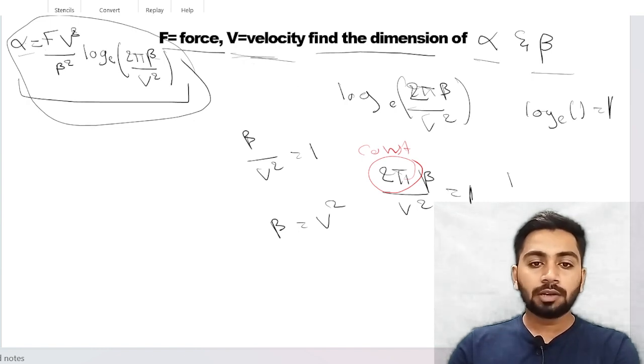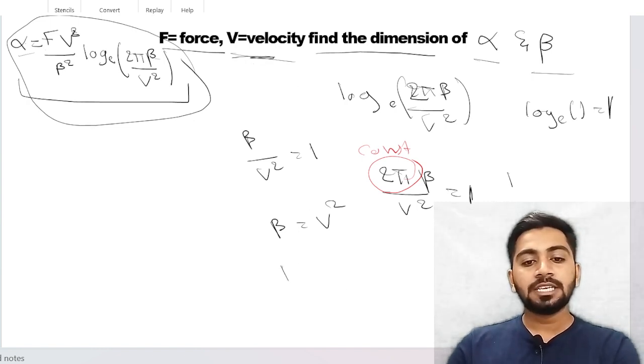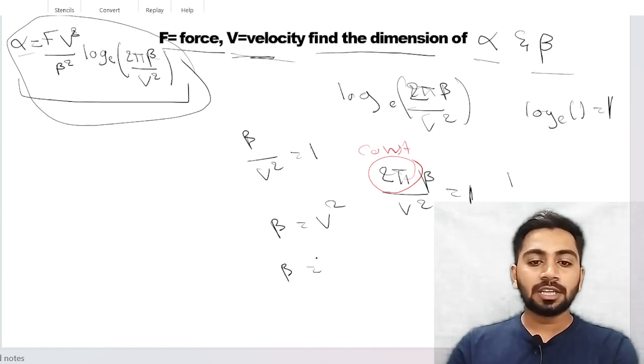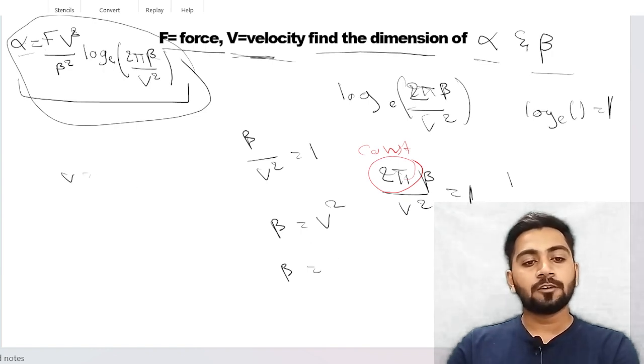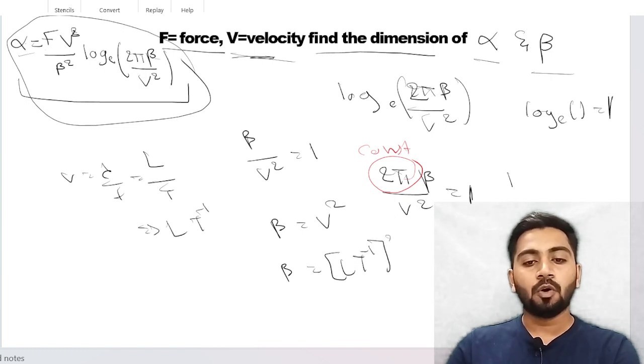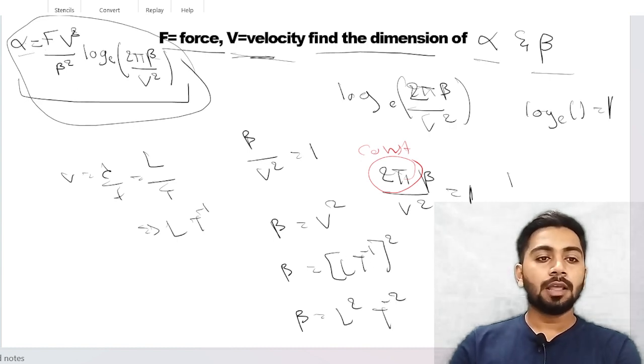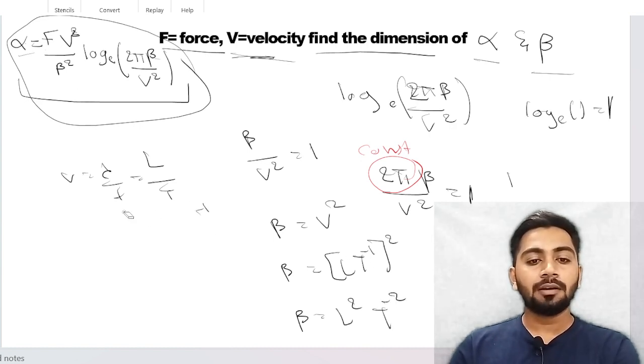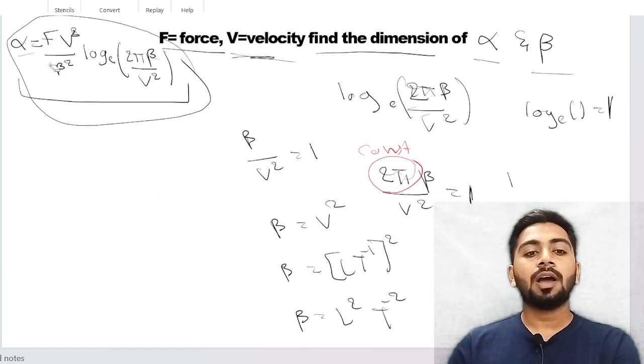v is velocity, which means beta is equal to, what is the dimension of velocity? Velocity is distance by time, distance is length, so L into t to the power of minus 1. Now if I write L t to the power of minus 1 into whole square, our beta becomes L square t to the power of minus 2. Just we found beta.